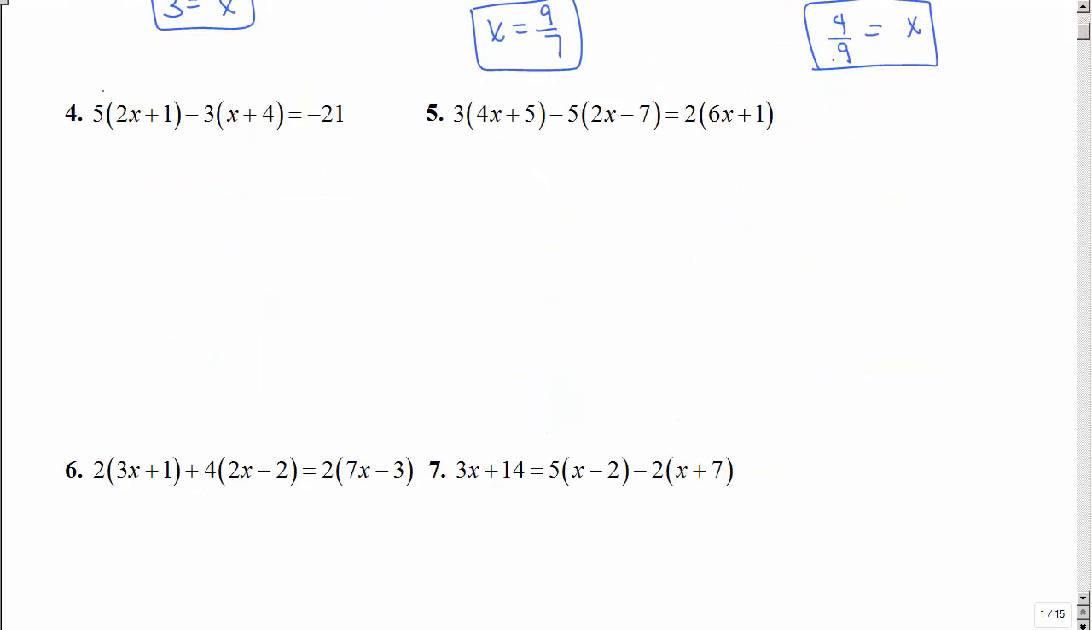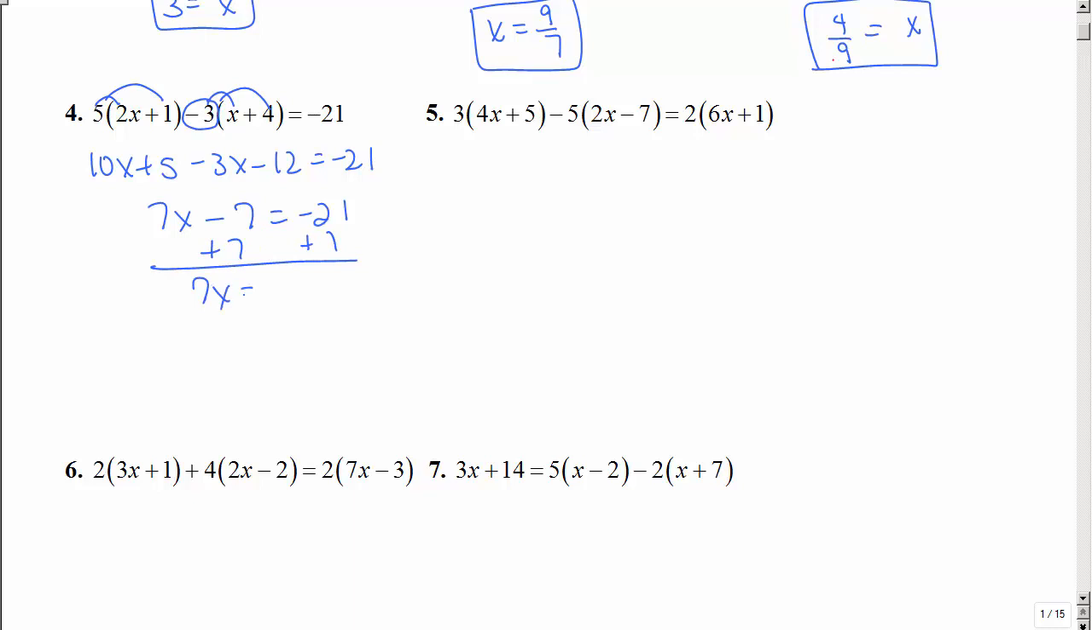Next one, we still have the distributive property. We want to distribute the 5. And here I want to distribute the negative 3. Collecting like terms, it's a lot of 7s. I'm going to add 7 to both sides. That is a 7. And then divide by 7.